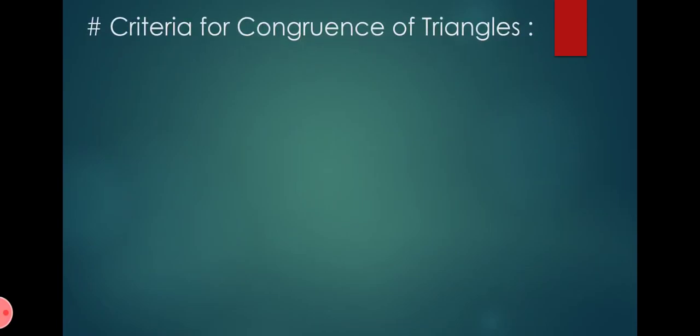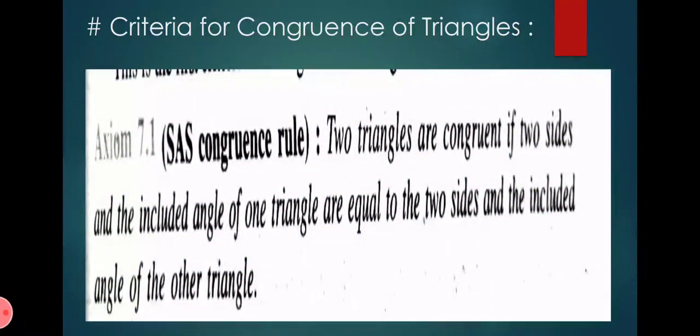Further, the criteria for congruence of triangles. Criteria means there are some conditions where, if such a condition is fulfilled, then we can say that the given two triangles are congruent. So the first criterion for congruence of triangles is given in the form of axiom 7.1, that is the SAS congruence rule. In short, it is written as SAS congruence. The full form of SAS is side angle side.